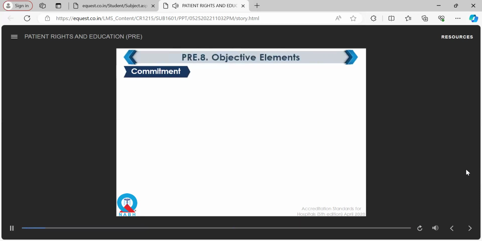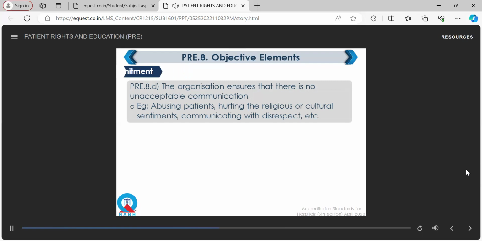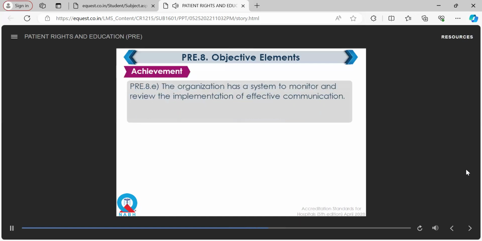The next element is a commitment that the organization ensures that there is no unacceptable communication. For example, abusing patients, hurting the religious or cultural sentiments, communicating with disrespect, etc. And the last objective element is an achievement for an organization that the organization has a system to monitor and review the implementation of effective communication through feedback from patients and other stakeholders.